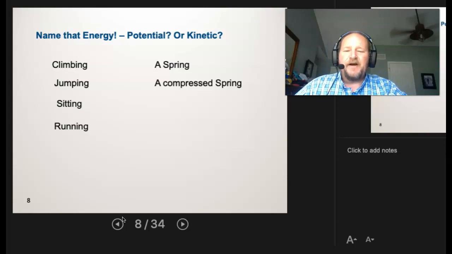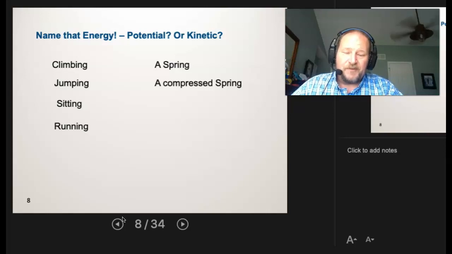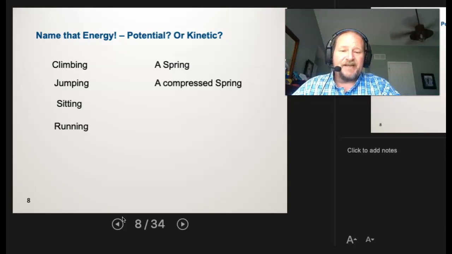No, seriously though, a compressed spring would be potential energy. So if it was not compressed, then it would be potential as well because you have to squeeze it down. But if you release it and let the spring be sprung, then that would be kinetic.